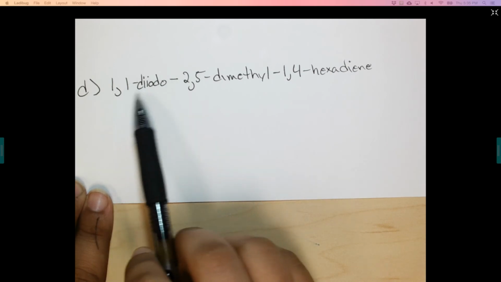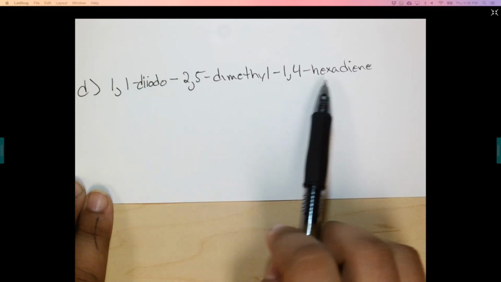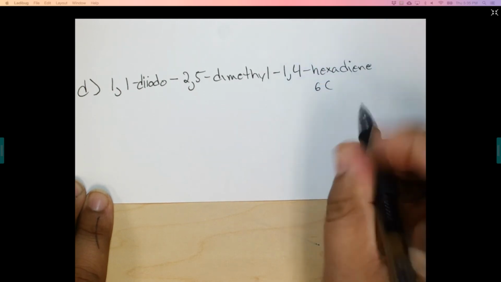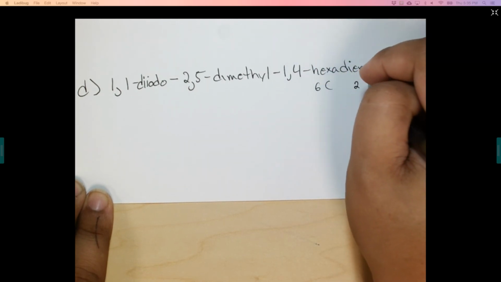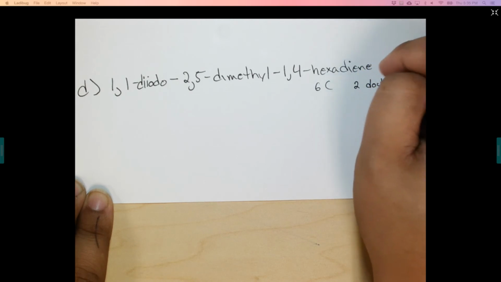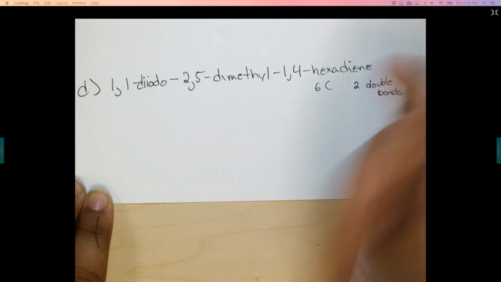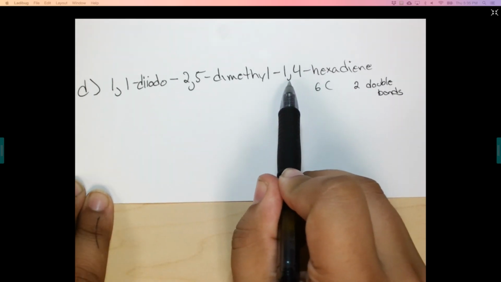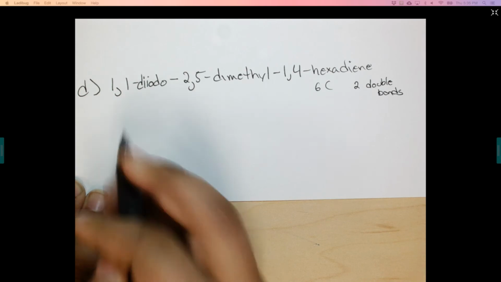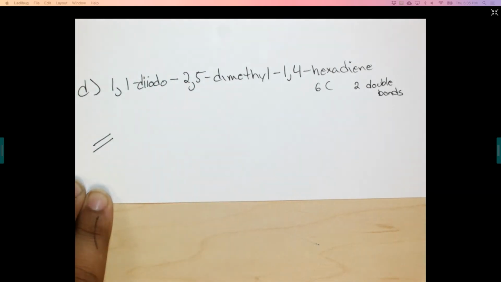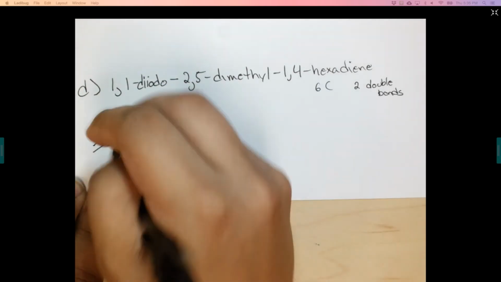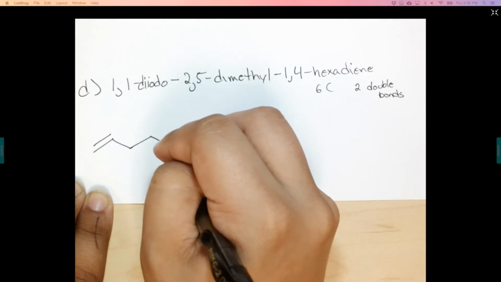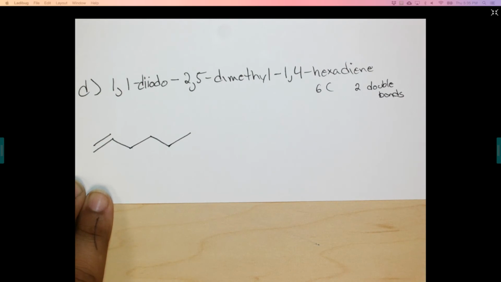Here we have 1,1-diiodo-2,5-dimethyl-1,4-hexadiene. Hexa, we know we're dealing with 6 carbons. Diene, we got 2 double bonds. We got to take that into consideration. A lot of this is happening at 1 and 4. So 1 is going to have a double bond. We got 6 carbons, 2, 3, 4, 5, 6. So that's the 6 carbons.